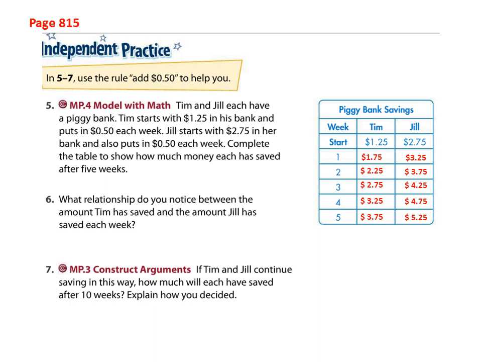Of course, 2.75 is more than 1.25. So now, find the difference between the two initial values for Jill and Tim. So subtract 2.75 minus 1.25. It will be $1.50. So Jill always has $1.50 more saved than Tim. Are you happy with this? Yes? Go to question 7.